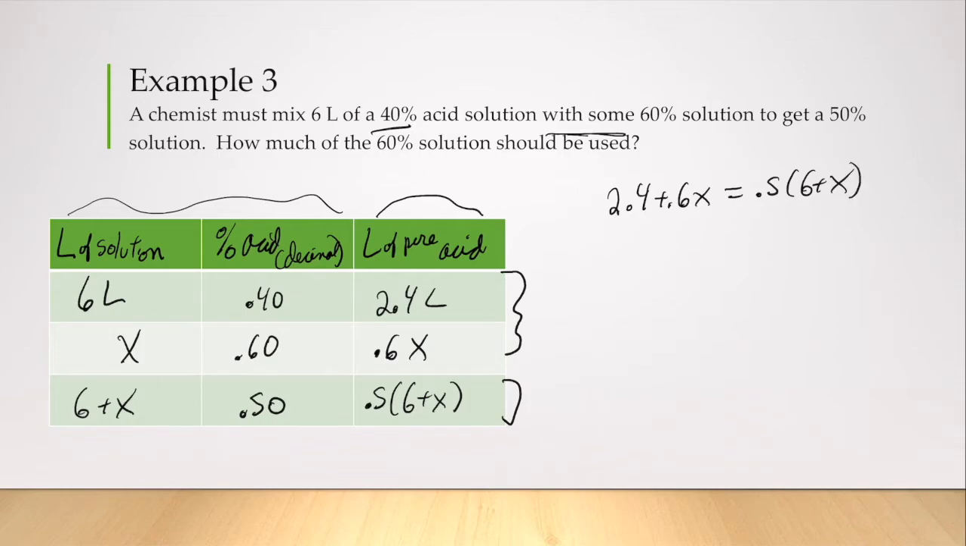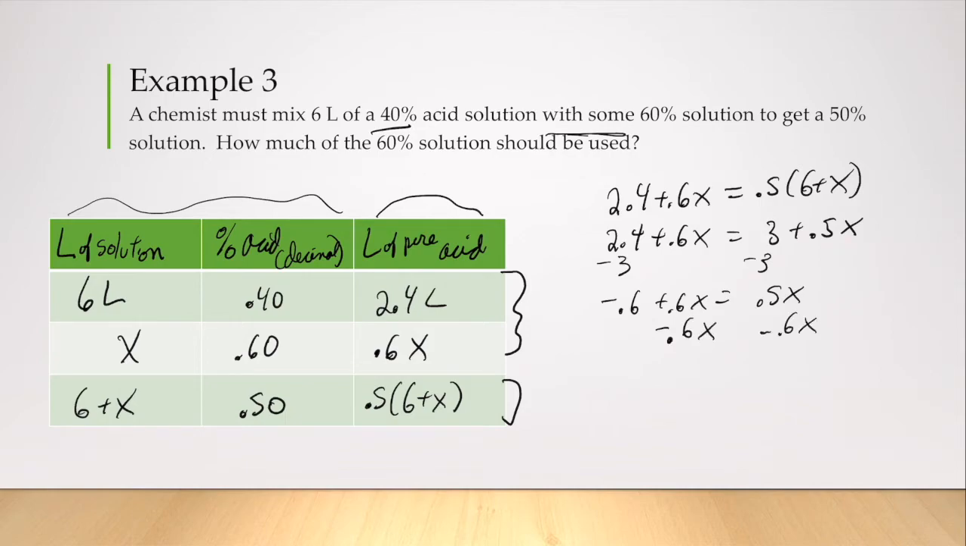Now I go ahead and distribute. I've got 2.4 plus 0.6x equals 3 plus 0.5x. I'm going to go ahead and subtract 3 from both sides. That gives me negative 0.6 plus 0.6x equals 0.5x. I'm going to move my variable to the other side. It doesn't matter if I leave the variable on the left or the right, as long as I follow the rules of solving for x, we're going to get the same answer. So I'm going to subtract 0.6x. I get negative 0.6 equals negative 0.1x.